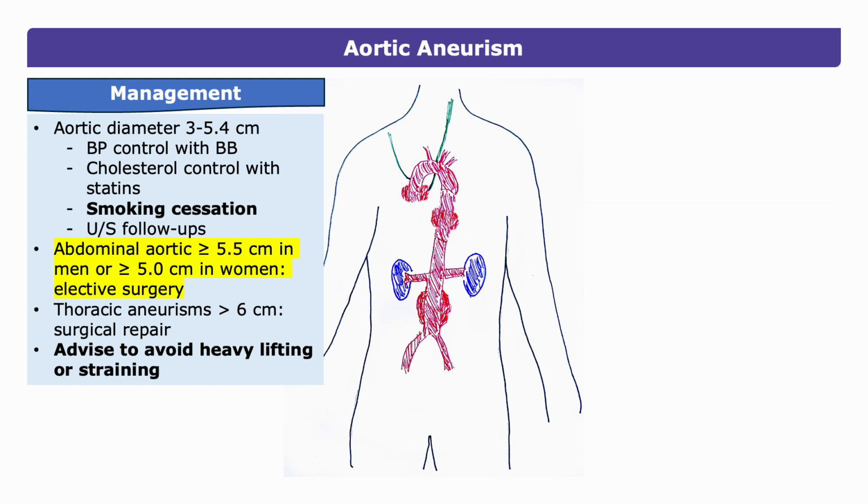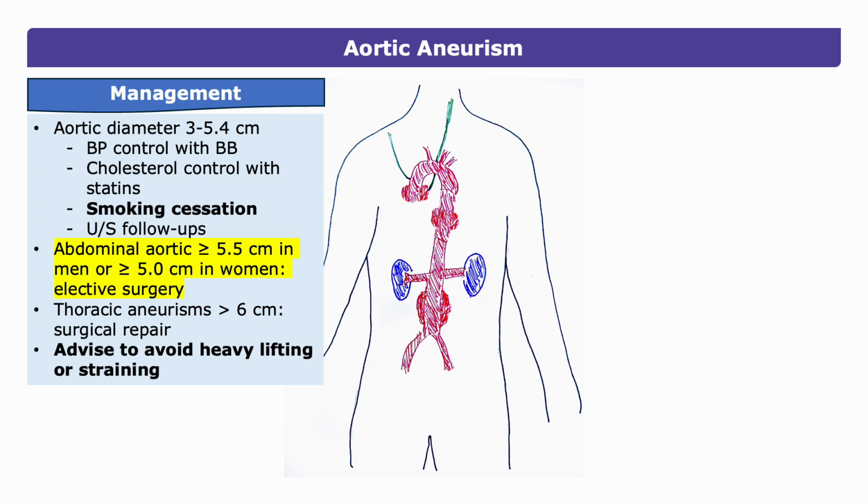Management of an aortic aneurysm is going to be based on the size of the aneurysm. So anything between 3 and 5.4 centimeters is just going to be observed. We're going to do follow-ups with ultrasound. We're going to encourage smoking cessation. We're going to control the blood pressure with beta blockers or calcium channel blockers. And for the cholesterol, we're going to be prescribing statins.